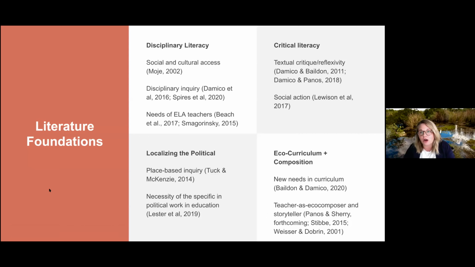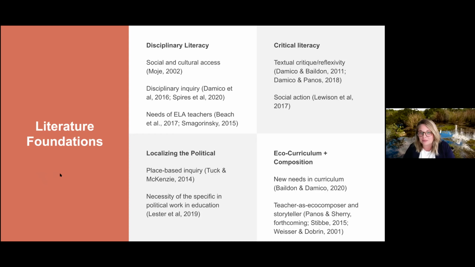The literature that all of this is based in, I just want to touch on briefly. It's coming from the idea of disciplinary literacy as a social and cultural access issue, that it's coming from inquiry, and that there are specific needs that ELA teachers have, like the ones that are here with me today. Also coming from a critical literacy perspective that centers this idea of textual critique and reflexivity and social action when we're doing work with text and when we're composing texts.